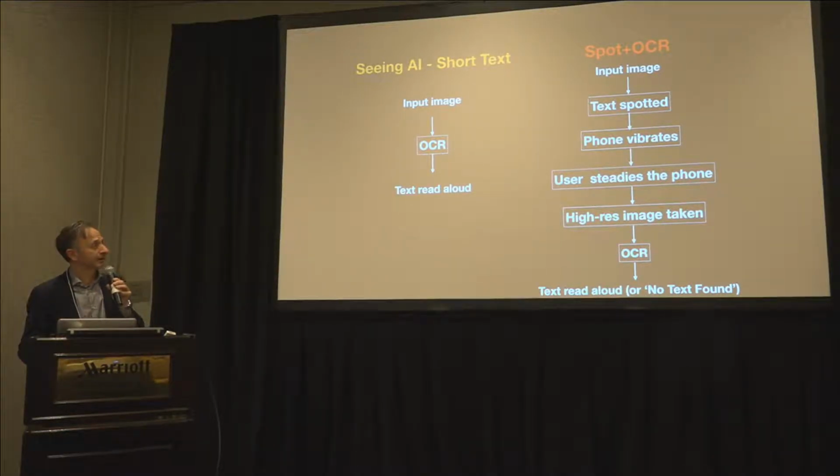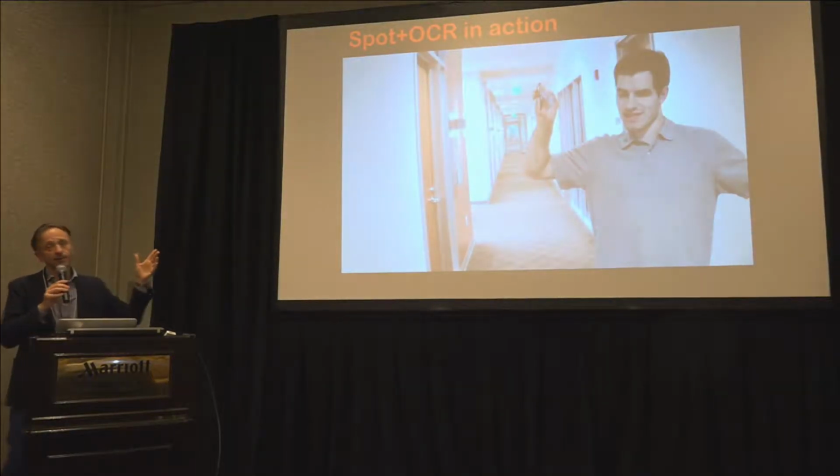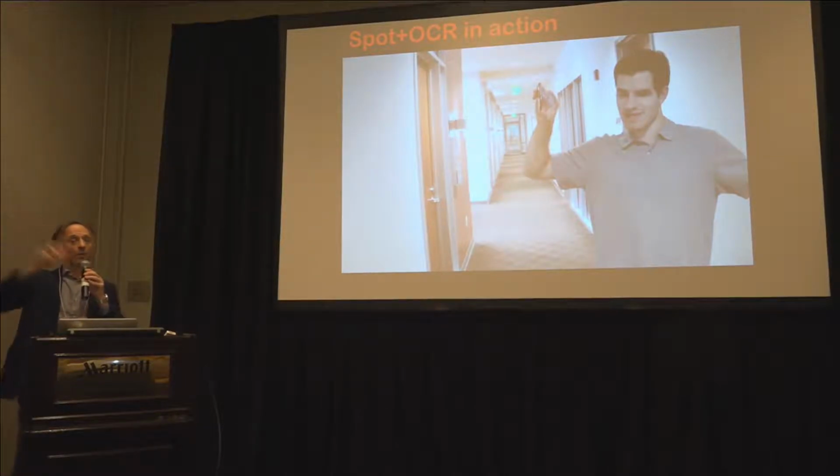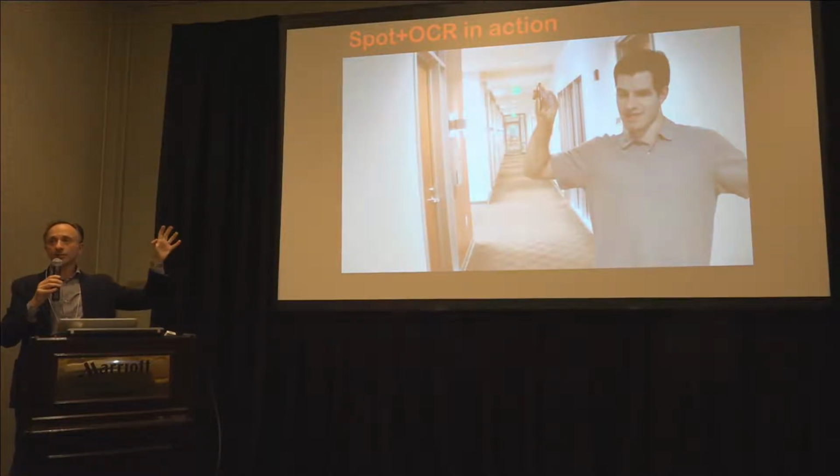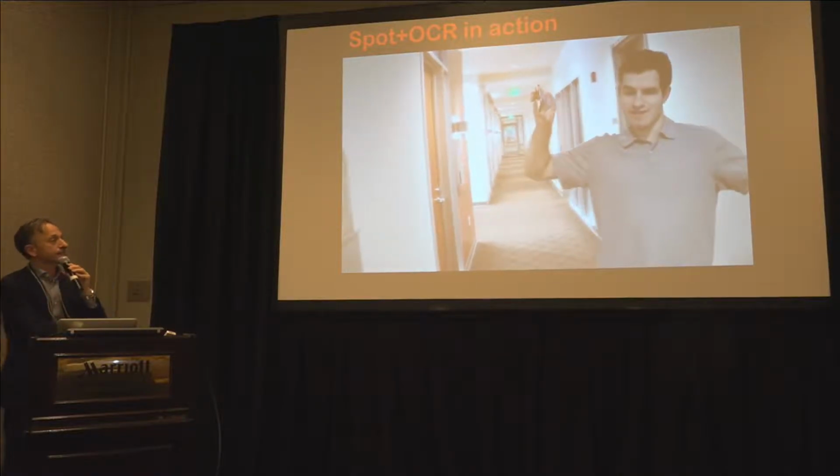And here is an example of our system we call Spot+OCR in action. So you will see this young man who is scanning that wall, and at some point you notice that he stops in front of a name tag. That's because he felt the vibration on the phone, and after that an image will be taken that will be read.